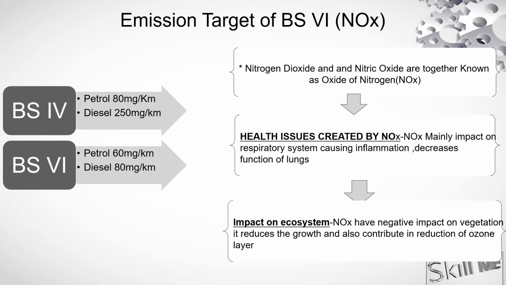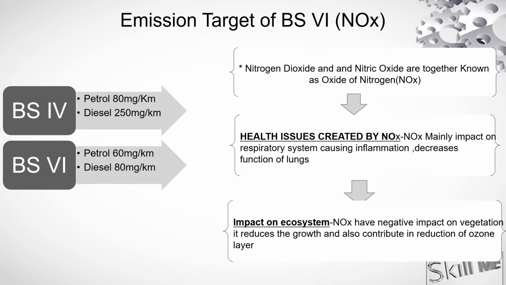Next emission target of BS6 is NOx gases. Let's see in BS4 what the NOx emissions are. In case of petrol engine, we have 80 mg per kilometer. In case of diesel engine, we have 250 mg per kilometer. If we see BS6, there is a significant decrease. In case of petrol engine, it is 60 mg per kilometer. In case of diesel engine, it is 80 mg per kilometer.